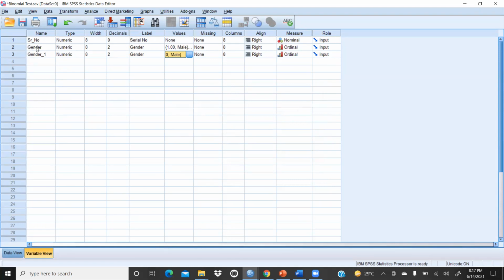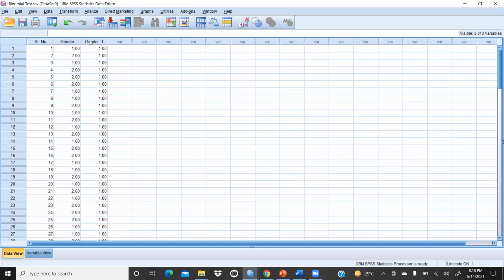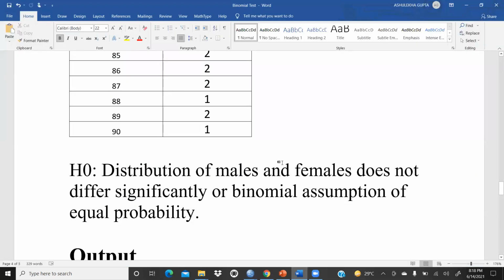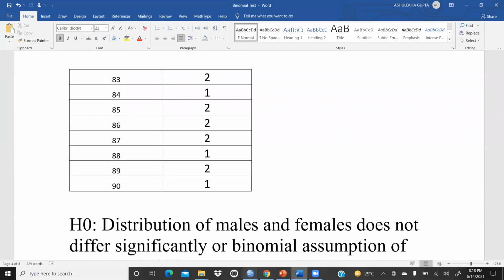Now only the gender column is required, because this is the one sample test. Gender 1 we will not touch, we only have to concentrate on gender. Gender 1 we are ignoring right now, we have nothing to do with it, right? It is just a replacement of this gender, because I would like to show you something. This one is the 90 respondent data. I had already copied it from my Word document, I had already taken this data from there, right?